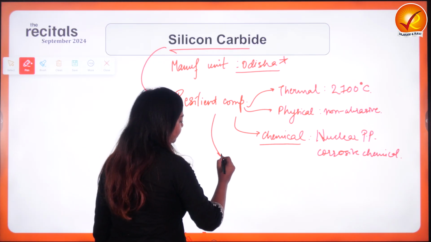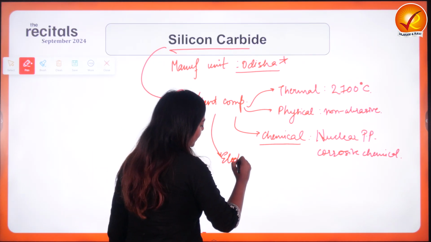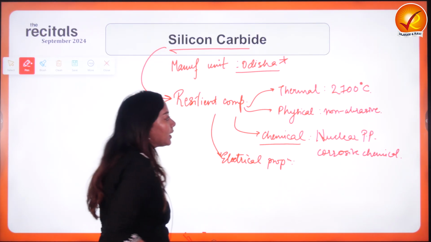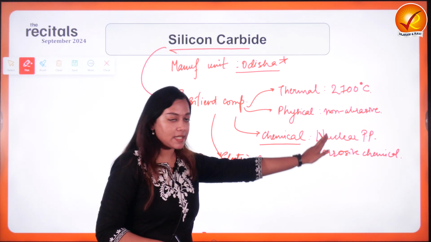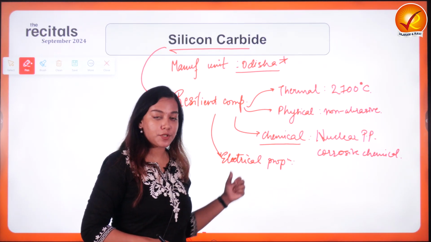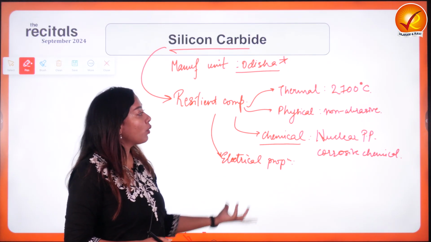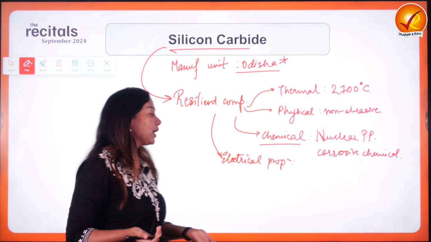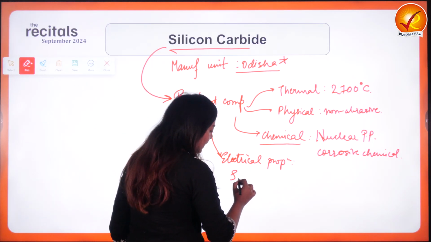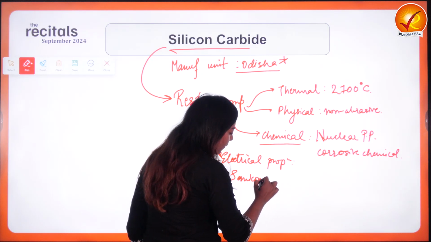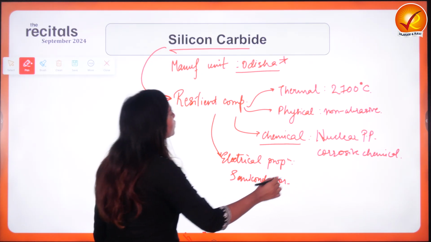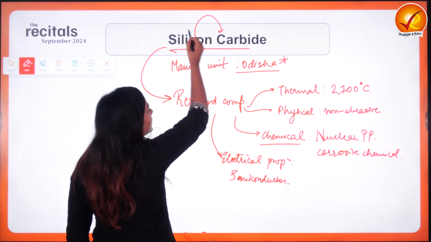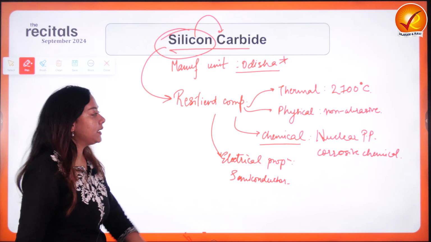Next is its electrical properties, and this one is the most important factor. Why? Despite having all these resistances, it showcases one exceptional feature which, when put along with these features, makes it an excellent use for upcoming future technologies. The electrical property is that it is an excellent semiconductor. Why? Because it uses silicon, but it is augmented by carbide, which provides better augmented properties like these.